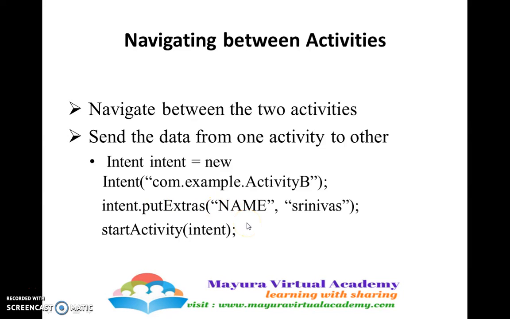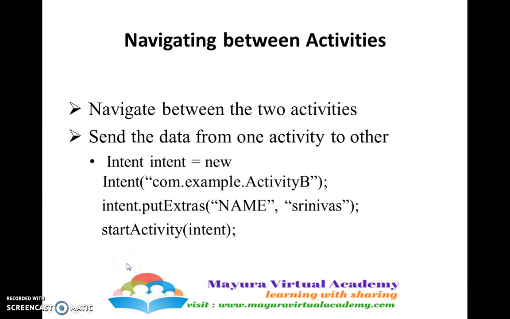In this case, we are using the key as name. This should be a constant, and then the data that we need to send. I need to send name, which is a string. I'm passing it as Srinivas. Once this is done, we'll be starting an activity and passing the parameter as an intent. So activity B will be launched.